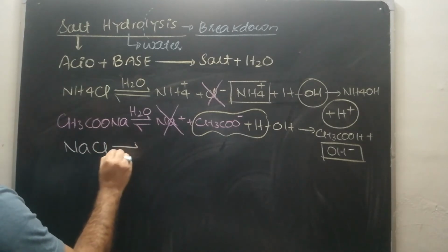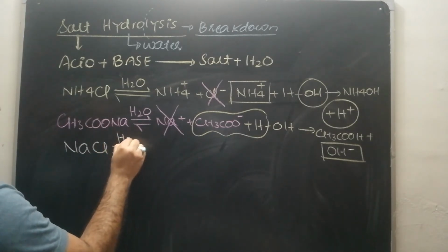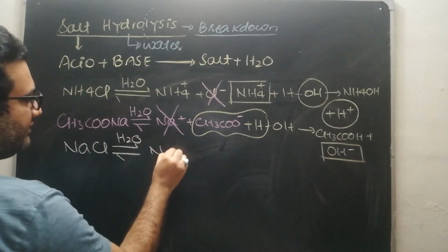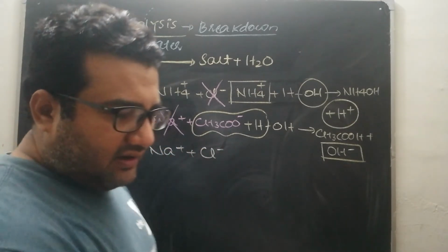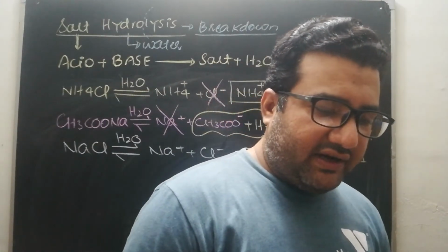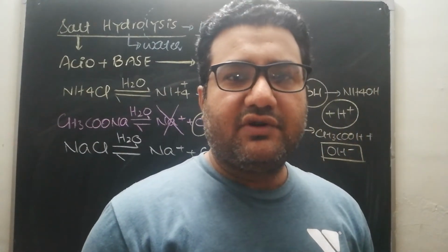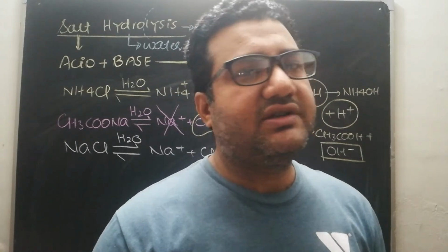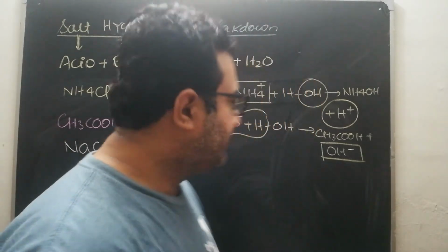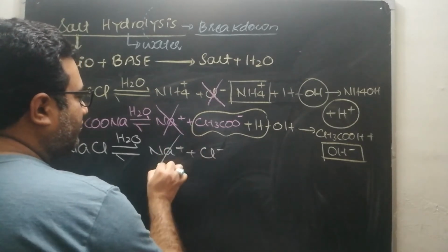Now let us take the example of the third case, in which NaCl is there. Dissolve NaCl in water, you will get sodium ions and chloride ions. Now sodium ions are weak conjugate acids because they are produced from the strong base sodium hydroxide, and chloride ions are weak conjugate bases because they are produced from the strong acid HCl. So both of these do not react with water.